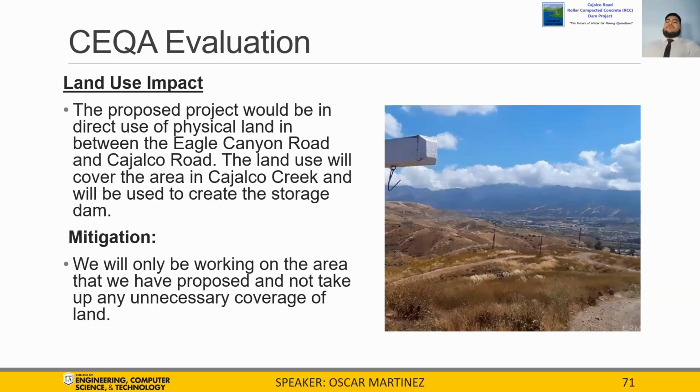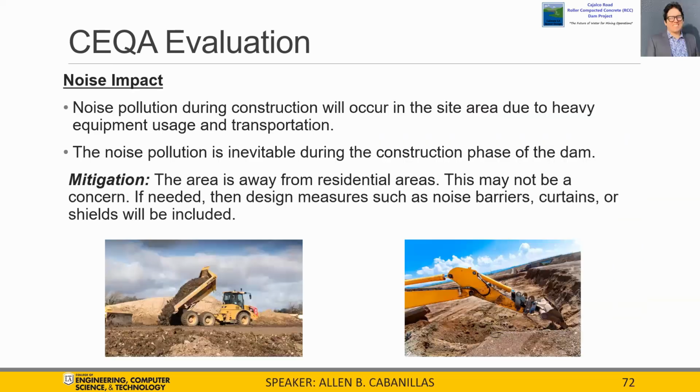For land use impact, the proposed project would be in the direct use of physical land in between the Eagle Canyon Road and Cajalco Road. The land use will cover the area in Cajalco Creek and will be used to create the storage dam. We will conduct biological surveys, and the contractor will be restricted to the areas that have been cleared for construction only. Noise pollution during the construction will occur in the site area due to heavy equipment usage and transportation. The noise pollution is inevitable during the construction phase.